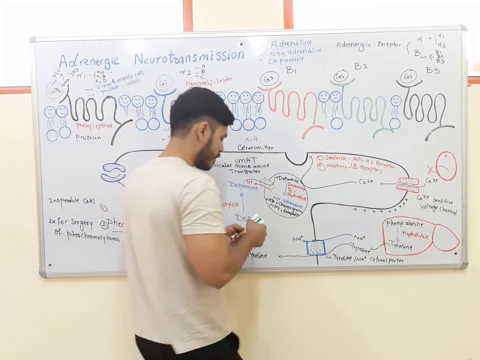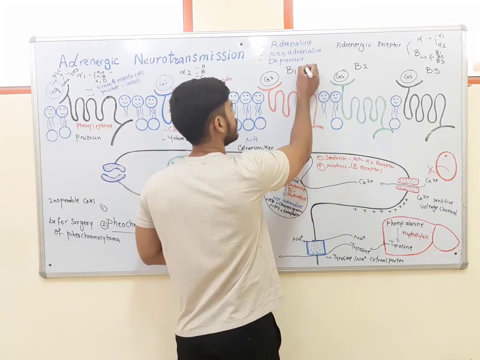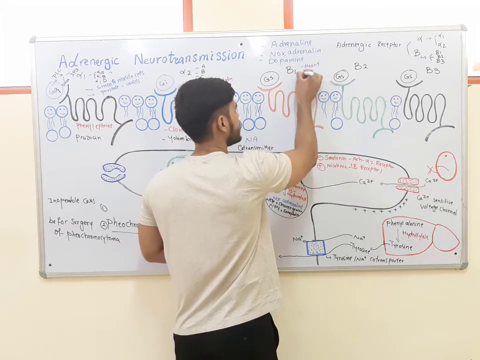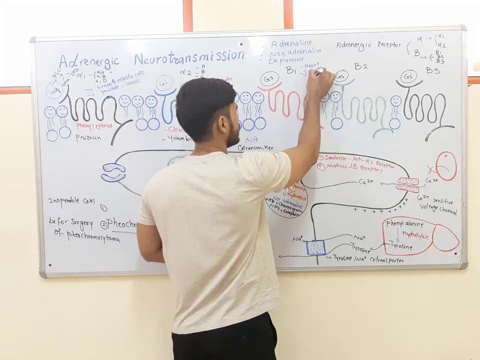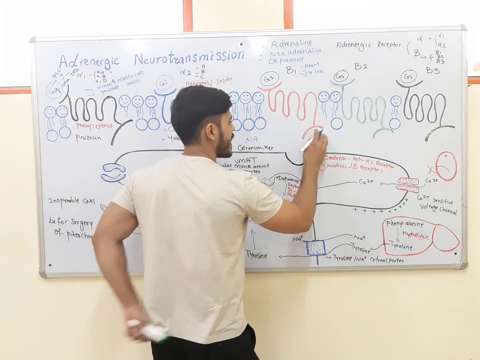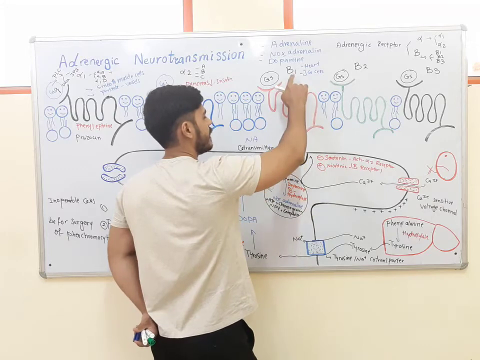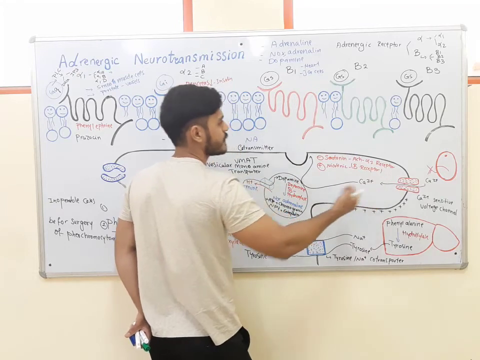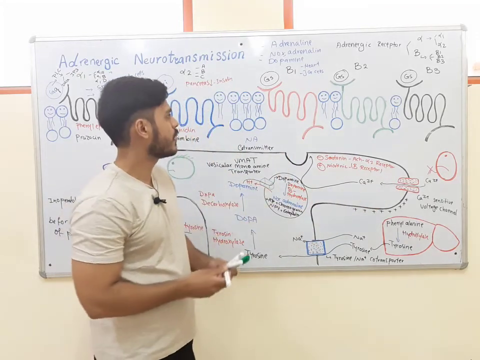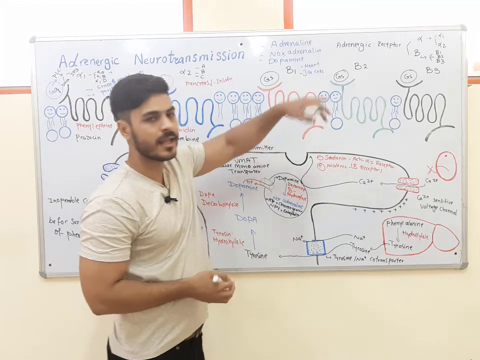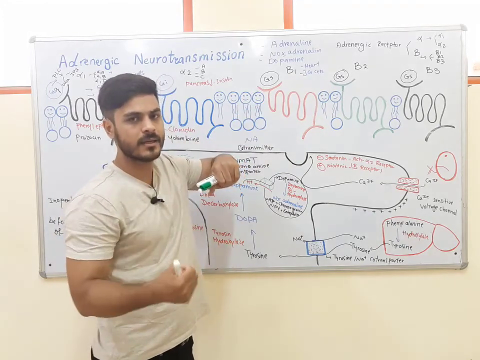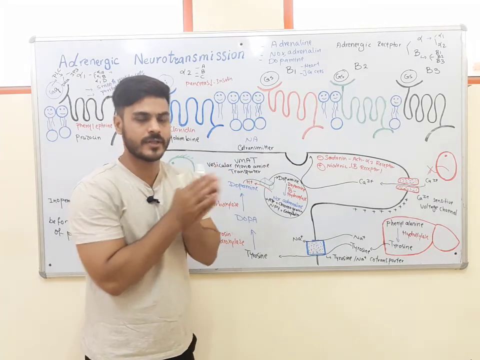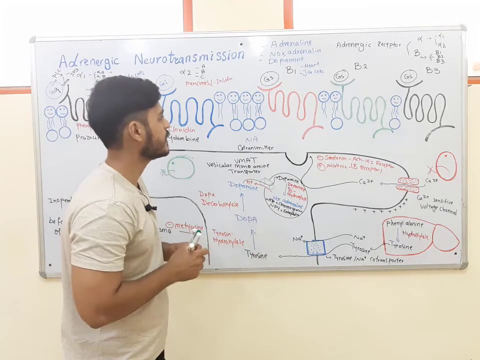We have beta 1 receptor on the heart. We have beta 1 receptor on JG cells, juxtaglomerular cells. When noradrenaline binds to beta 1 receptor, it can increase the heart rate, force of contraction, and cardiac output. When it binds to the beta receptor on the JG cell, it can increase secretion of renin, which will convert angiotensinogen to angiotensin 1.